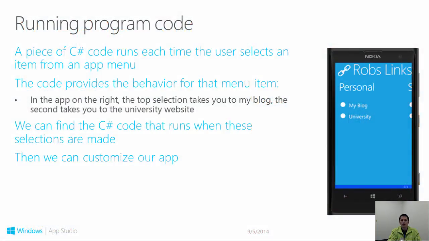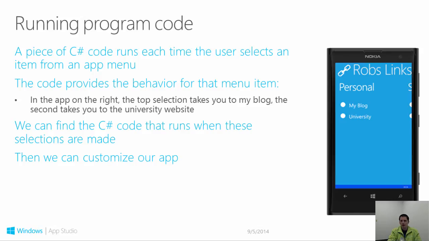Thus far, we have worked exclusively with the design aspects of an App Studio app. We've defined sections, pages, and various components of your app. It is important to understand that each time you interact with one of these items in your app, that code will run. The code that powers your App Studio app is written in the C# programming language.